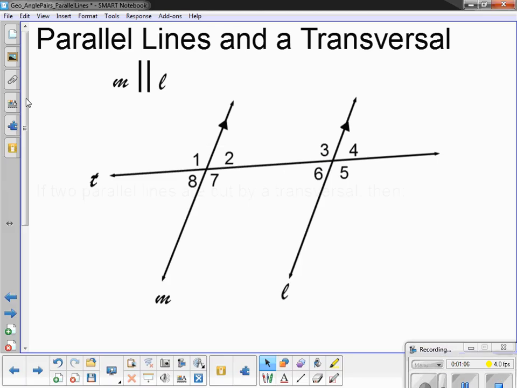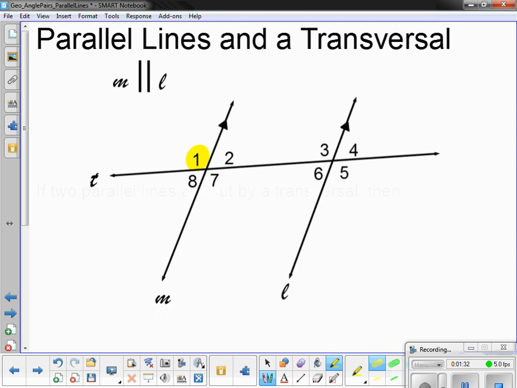Okay, so here we have a set of parallel lines. M and L are parallel. Remember that this double line mark here, M double line L, means parallel. It's the two L's in the middle of parallel. So here I have line T, that must be the transversal because it's crossing M and L, and it creates those 8 angles.